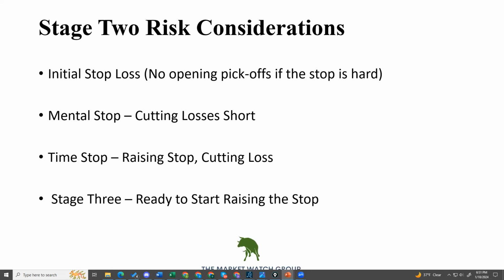The longer it takes, the more the probability is shifting against us. So I want to have a time stop. And I need to have a clear consideration of when I have entered stage 3, because stage 3 is when I'm ready to start raising my stop loss considerations. Probably not to break even initially, but we're going to be able to take a pretty good chunk of risk out of the trade when we first hit stage 3.